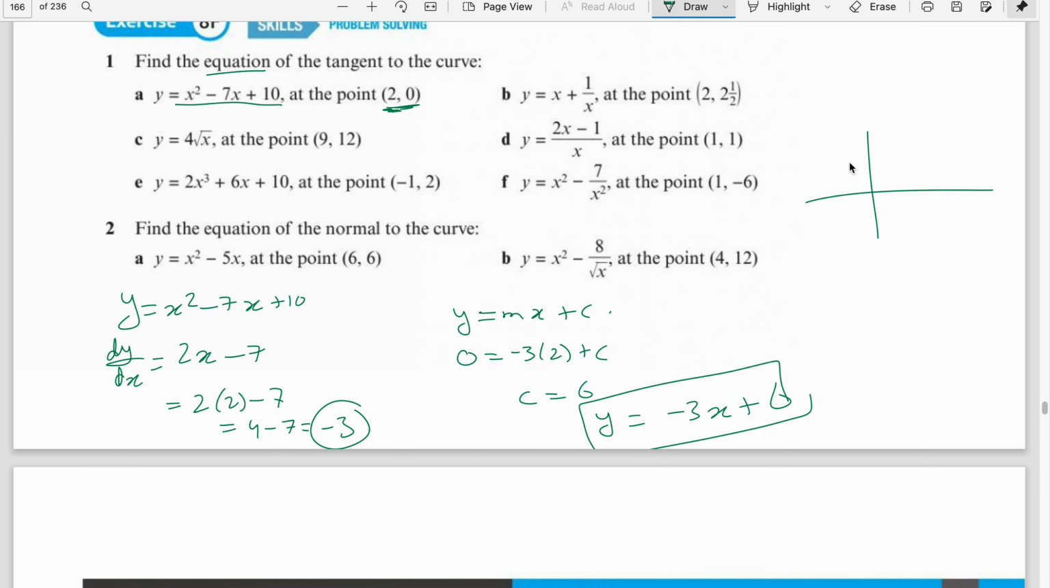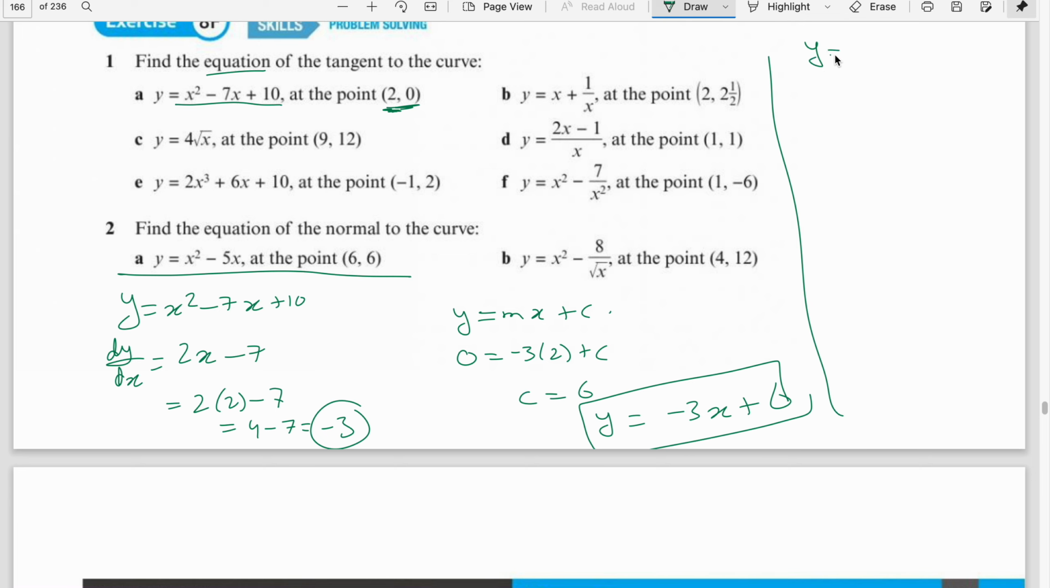Let's say roughly this was the curve, and at x equals 2 this is the equation of the tangent. It would definitely be sloping the other way around because the gradient is negative. And if he would ask for the equation of normal, which he does in this section, okay, let's do this.